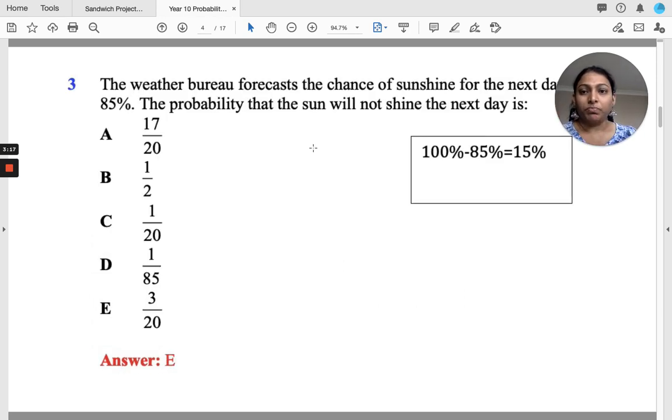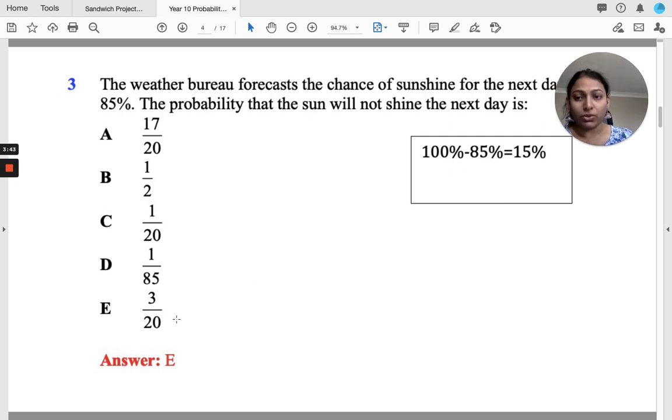Now the next one. The Weather Bureau forecast the chance of sunshine for the next day is 85%. So the favor is 85%. Now, the probability that the sun will not shine the next day is 100% minus 85%, which is nothing but 15%. So out of all these answer choices, which one would give you 0.15? 15% is nothing but 0.15.